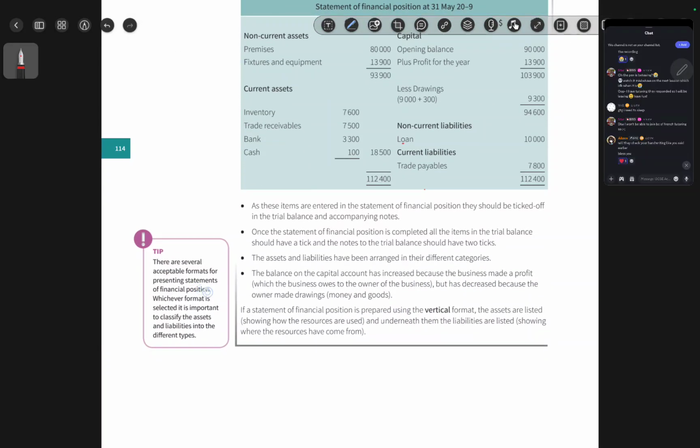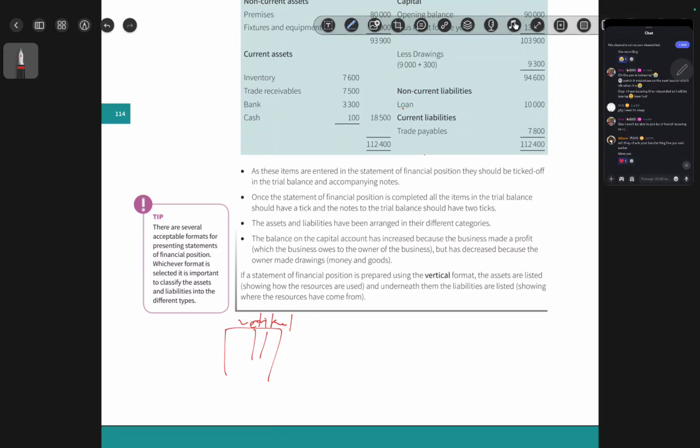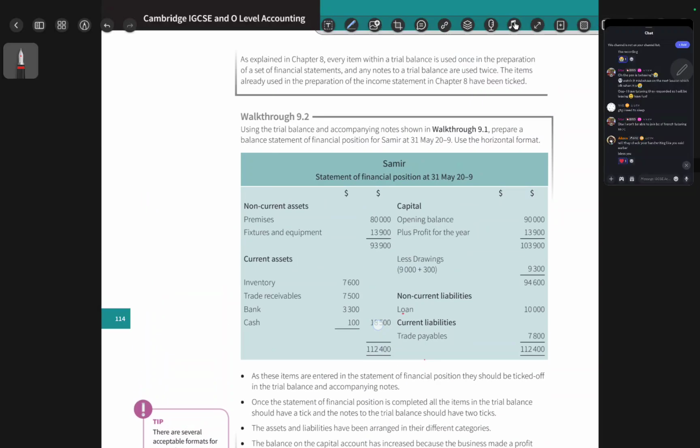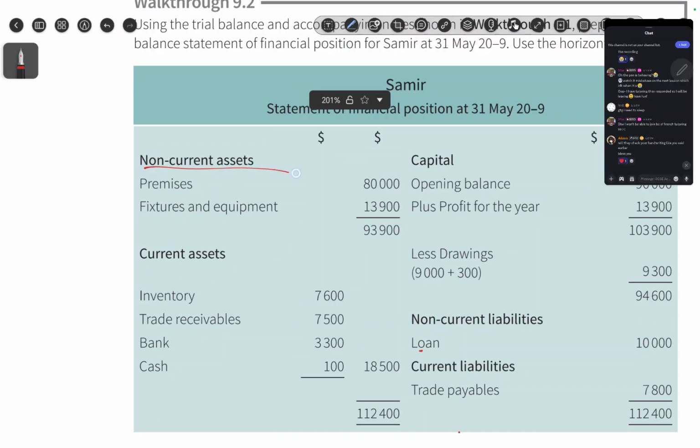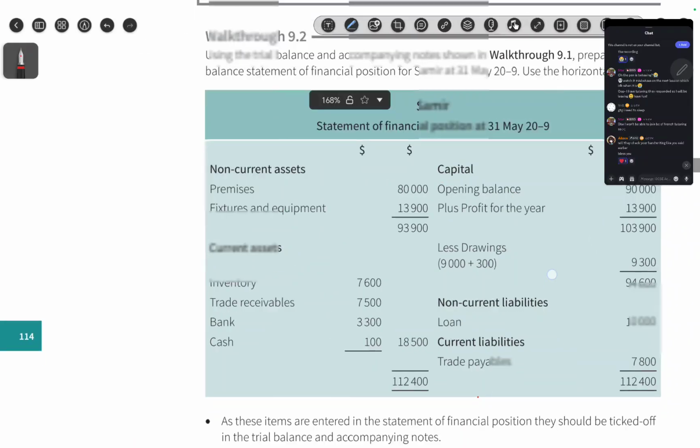There are several acceptable forms, because you can also use the vertical format. It is important to classify the assets and liabilities into the different types. For writing this, there are marks. Say you forgot to write this, you're going to lose marks. But if you write this, you won't really gain extra marks. Crazy, right?